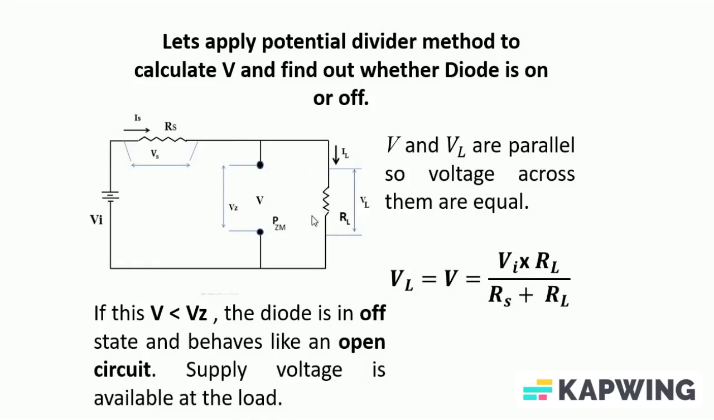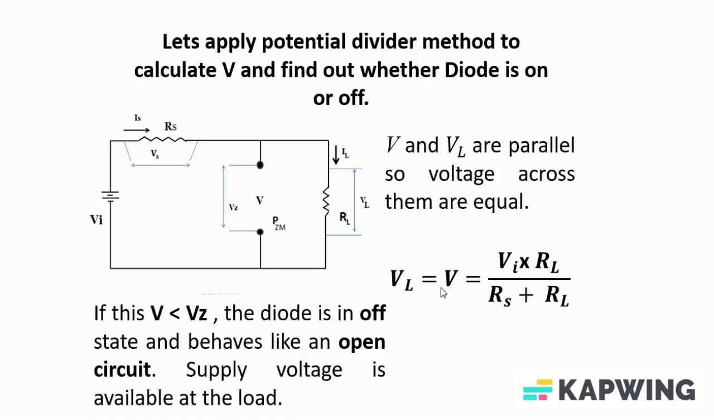Right now we are interested in RL, so we'll calculate VL using this formula. The main supply voltage VI into RL, the resistor in which we are interested, upon the total amount of resistors RS plus RL. Using this formula, we can calculate the value of voltage drop across the load resistor specifically. Once we calculate this value VL, this point V is parallel to VL, so V will be equal to VL. We can calculate the amount of voltage drop here.